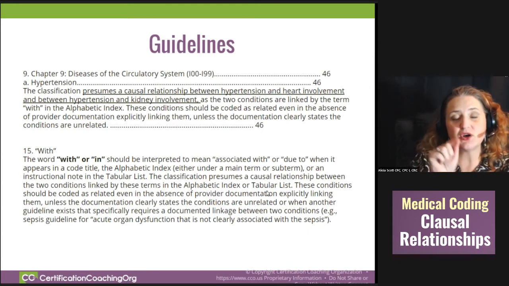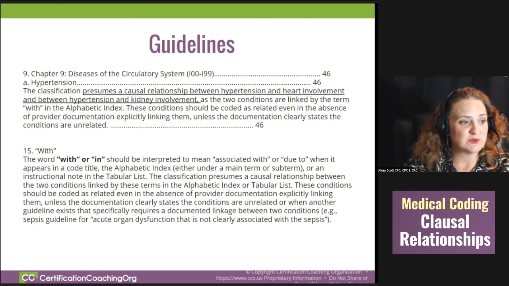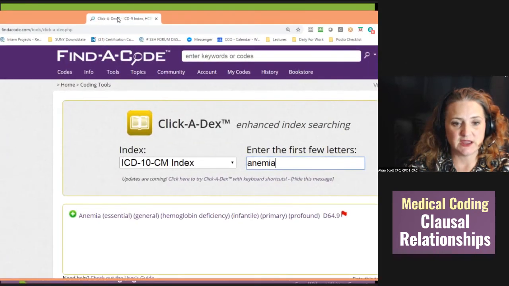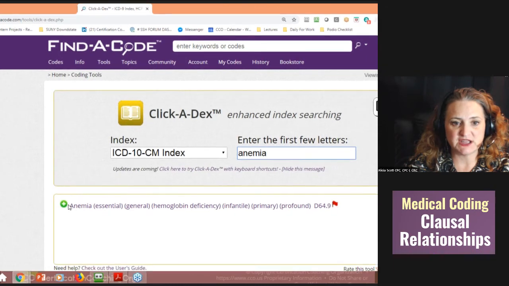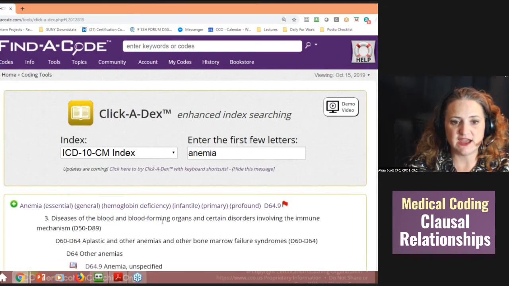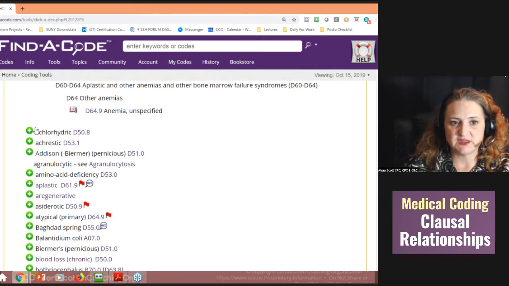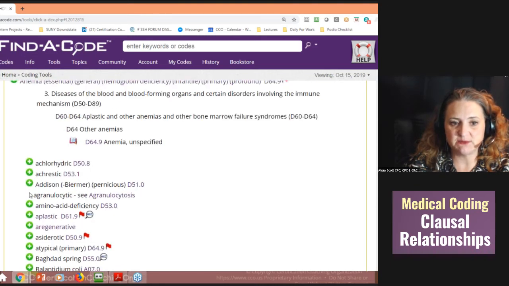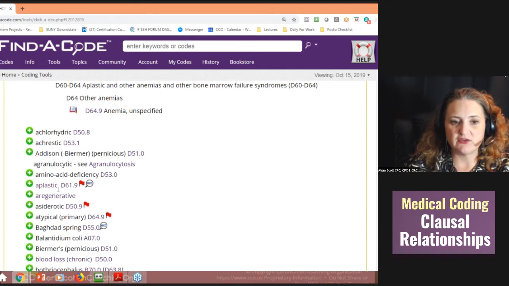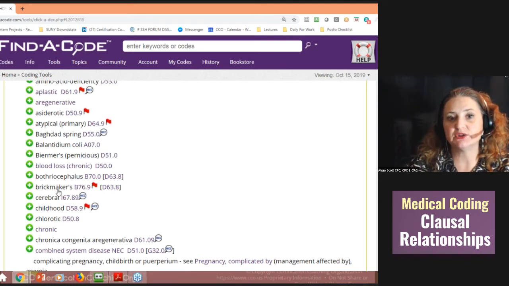So the classification presumes a causal relationship between the two conditions linked by these terms in the alphabetic index or tabular. Now we already know from that previous that when we looked in the index, what did we see? We saw the with. So if we pull this over quick, anemia, look at all of those. I'm going to click on that, and this is taken strictly what your index looks like. Here's our indent. These are all the different types of anemia. There's that aplastic. So then the first thought would be, I'm going to go and look at kidney or renal, right? Well, it isn't in there.